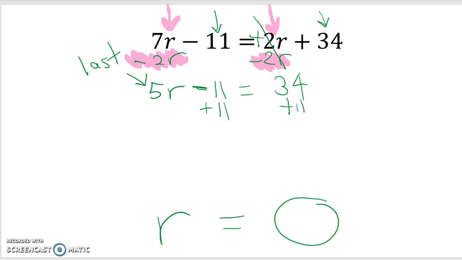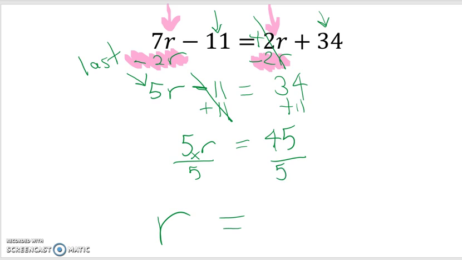So then I'm left with 5r on the left-hand side. This will cancel. I don't need to scribble it out. One line is fine if you like to show that that's cancelled. 34 plus 11 is 45. And finally, I'm going to reverse this times by 5 by dividing by 5. And what that gives me, let me get rid of my circle here, is that r must equal 45 divided by 5, which is 9.